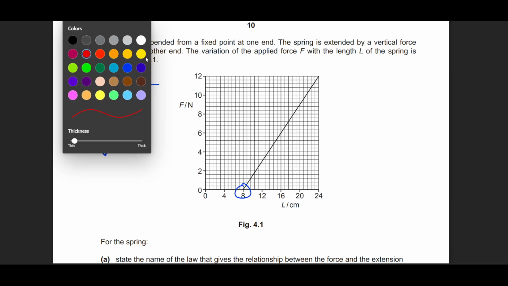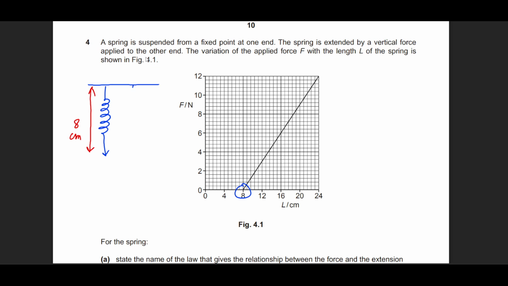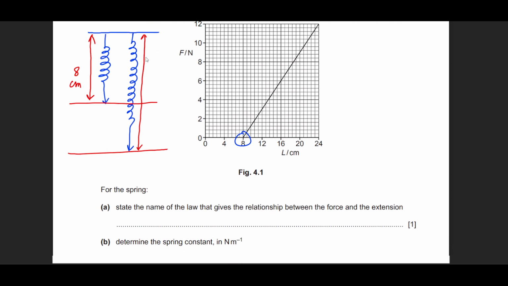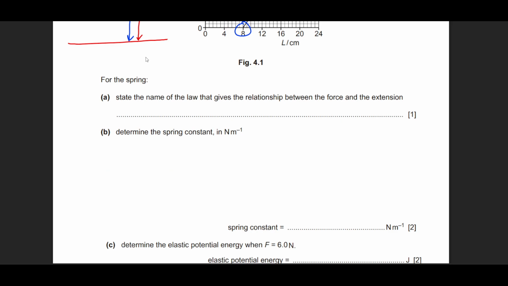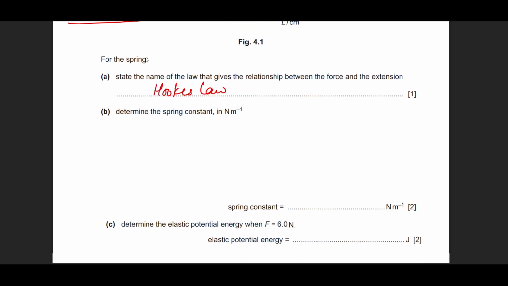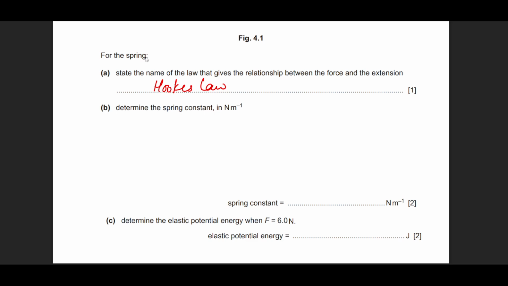As you start putting in the weight, as you start putting in the load, the spring starts increasing its length. So if you have to find the extension, please be careful. You'll have to take the difference by visualizing them separately. Okay, all right. So he asks for the name of the person, so Hooke's law. You can see the marking scheme. He says determine the spring constant in newtons per meter.